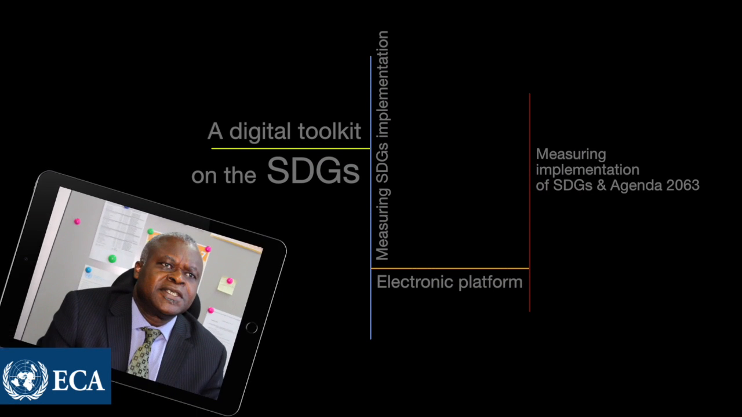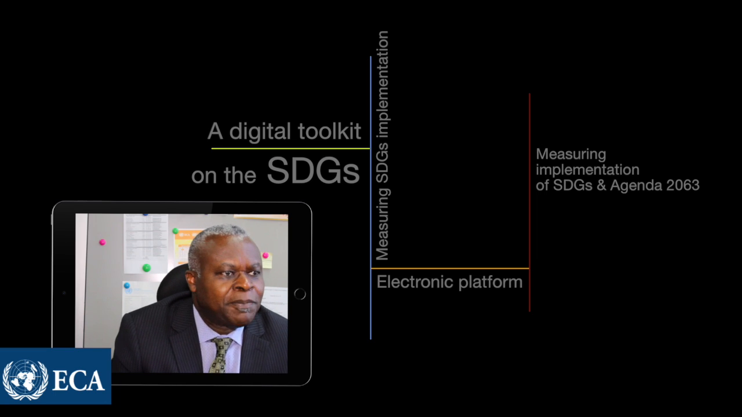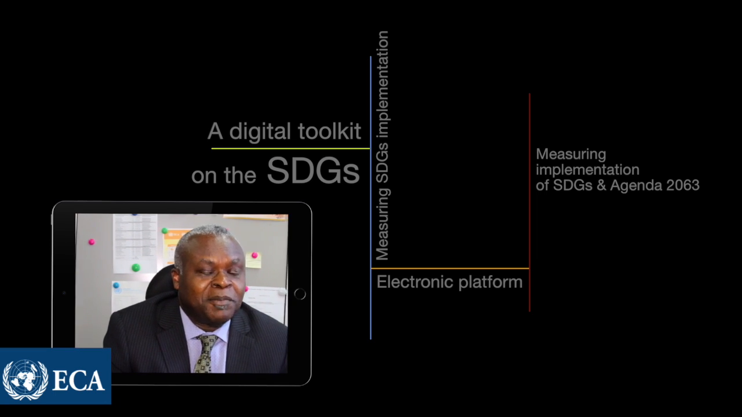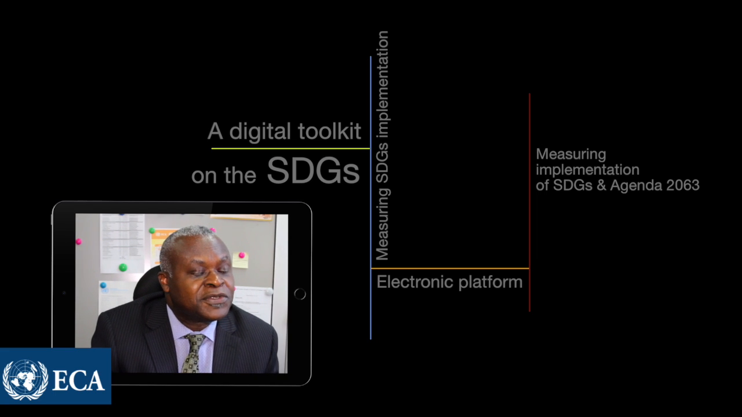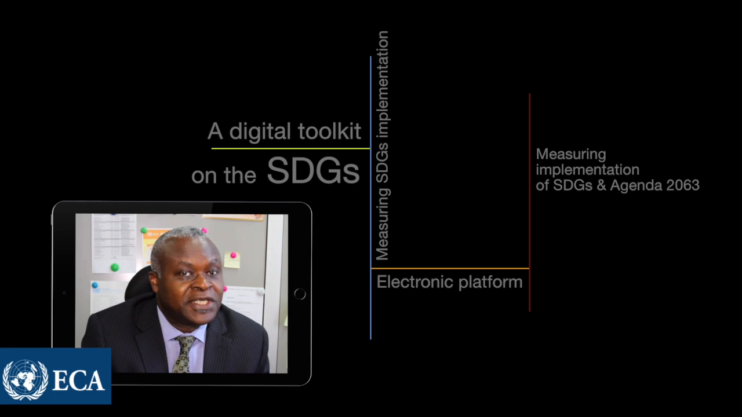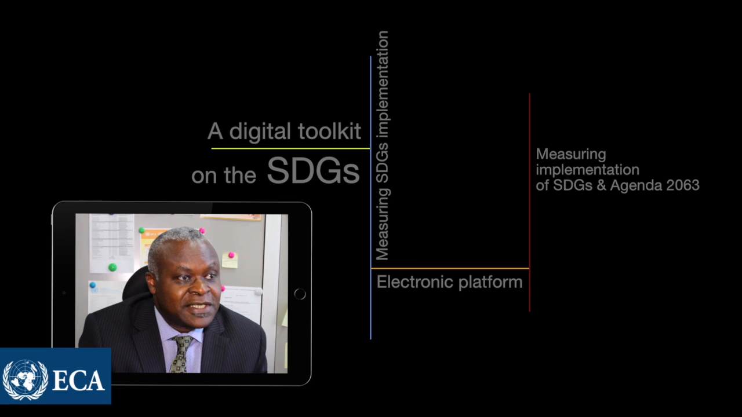So this toolkit is an electronic platform which can be accessed on the web, and it's also portable in the sense that it can be put on your desktop without internet access. We are mindful of the fact that countries may not always have access to the internet. It puts on the platform, an electronic platform, the SDGs and Agenda 2063.